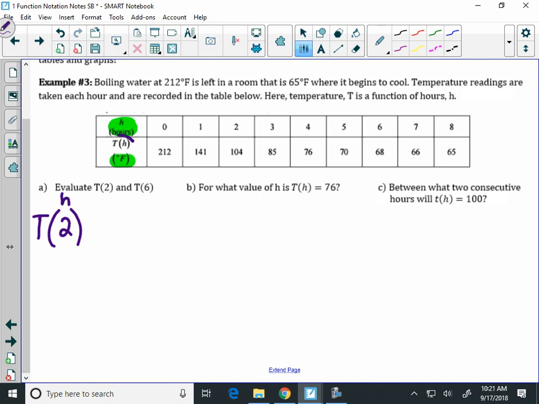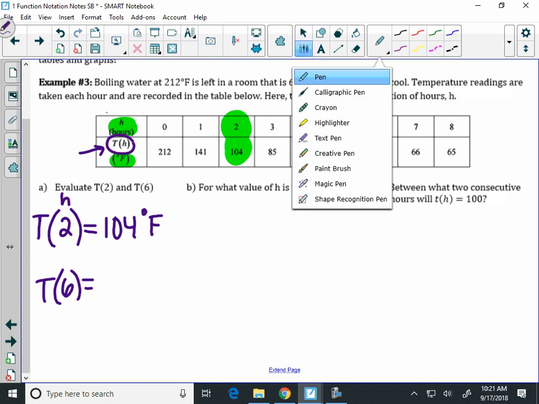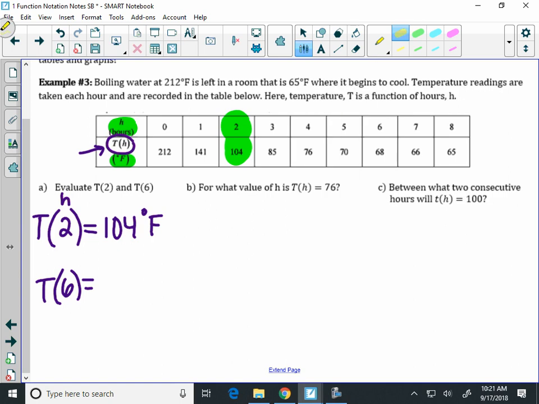The input here, T of H, is for hours. Right? That's your top one. So that means you're going to take 2 as your input. Well, when I go to my table, if I look at 2, the output is 104. So the temperature after 2 hours is 104 degrees Fahrenheit. Same idea here with the temperature after 6 hours. I go to where 6 is on my table, and I find that the output is 68 degrees Fahrenheit.